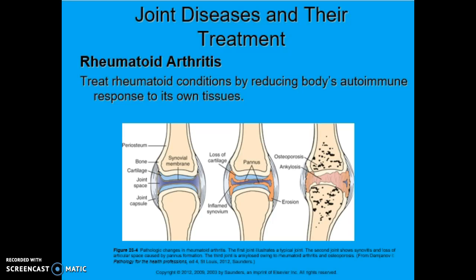Joint diseases and their treatments, looking at rheumatoid arthritis. We treat rheumatoid arthritis conditions by reducing the body's autoimmune response to its own tissues. So rheumatoid arthritis is an autoimmune disease. And at what age do you think that rheumatoid arthritis generally peaks after you've read your chapter? It is between 20 years and 50 years of age.